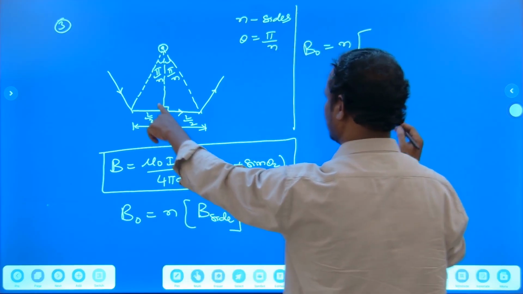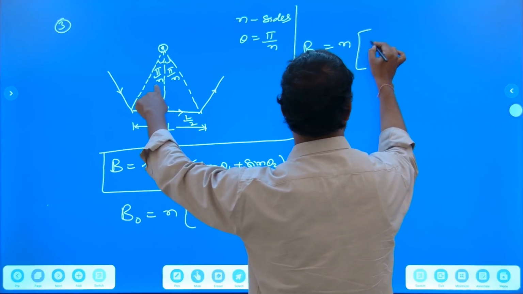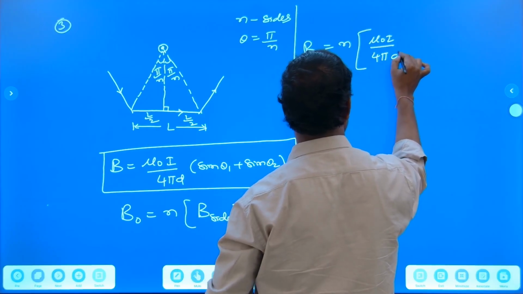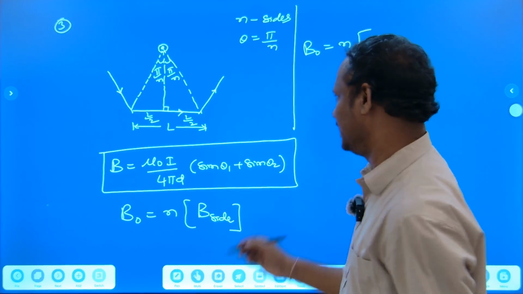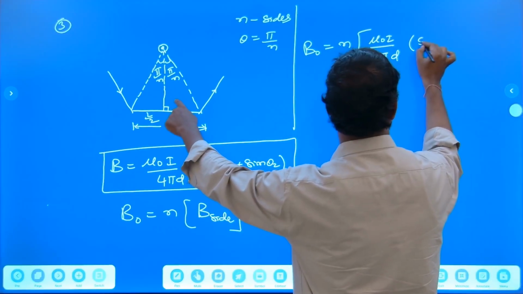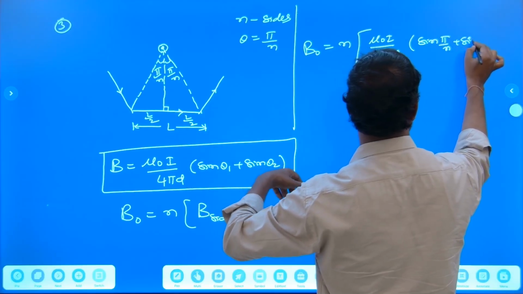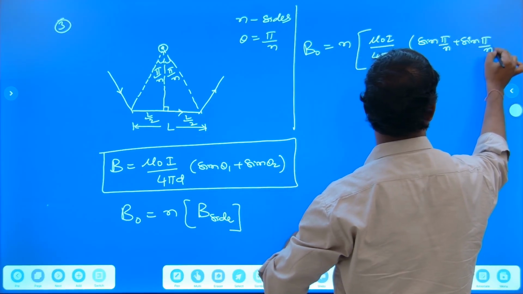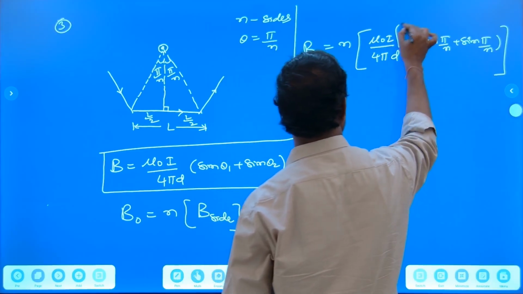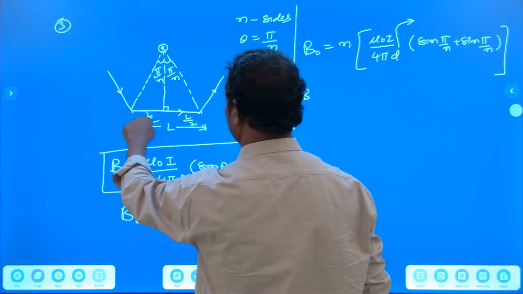Each side means mu naught by 4 pi d, times of sin pi by n plus sin pi by n. D I don't know, you have to calculate this one. So B naught is equal to this. First of all, you can go for the calculation of D. How do you calculate D? This I know, this also I know.